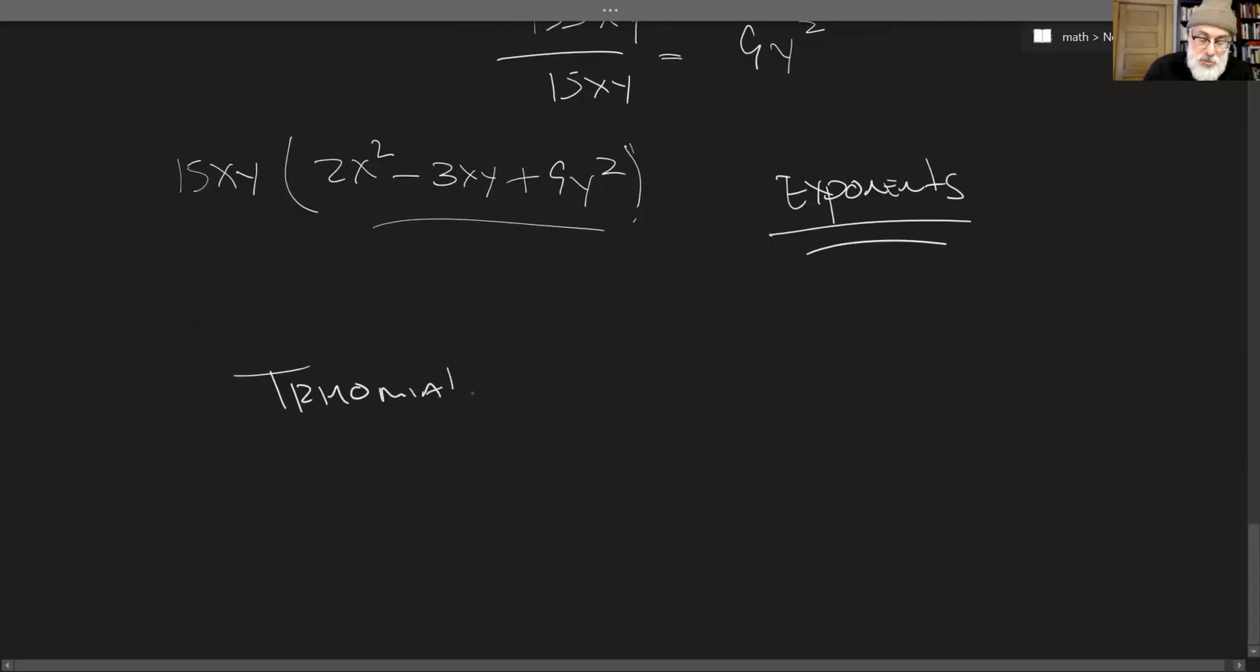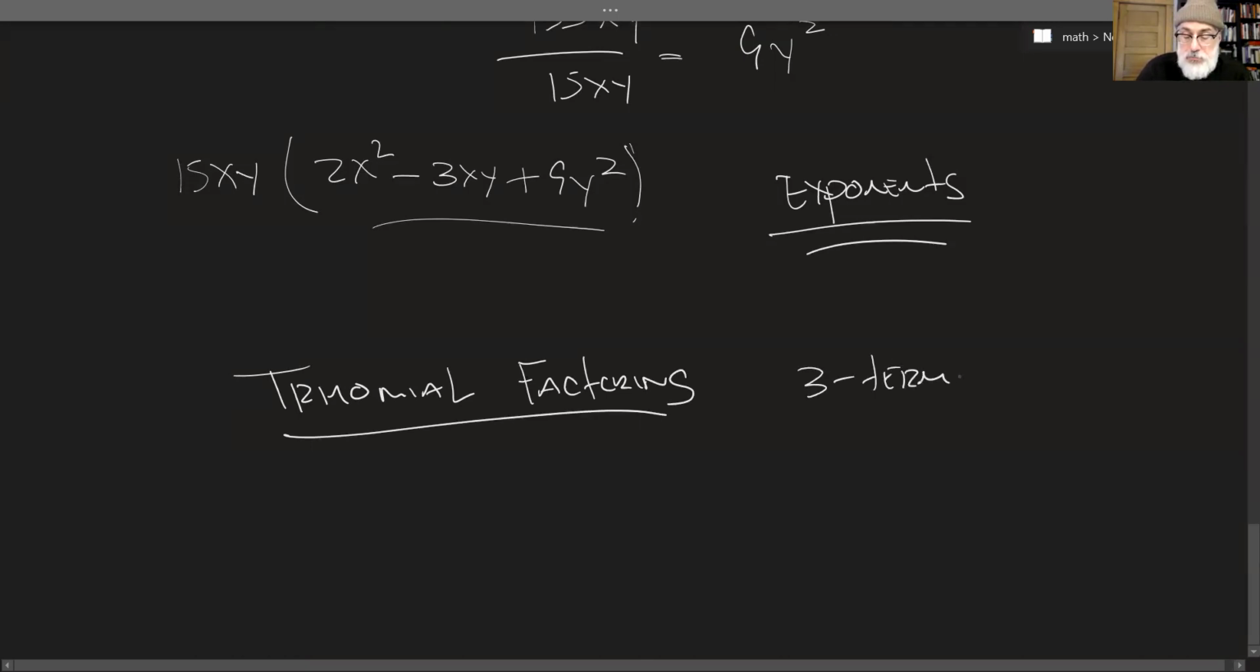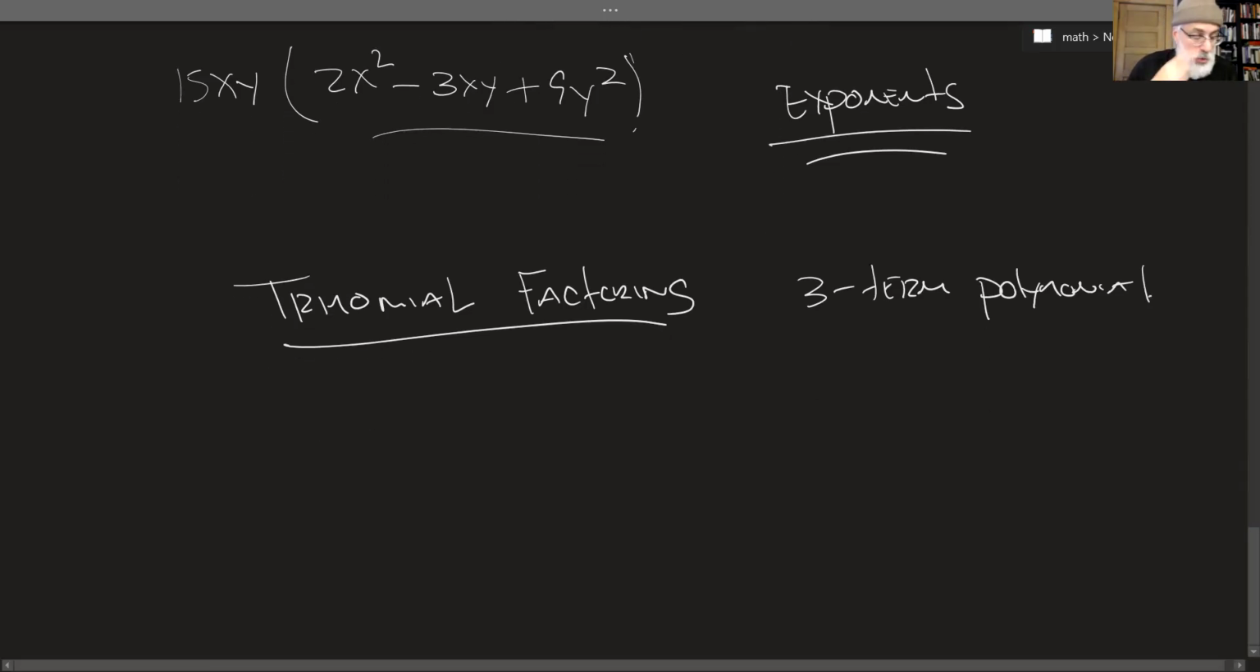So let's move on to trinomial factoring. A trinomial is a three-term polynomial. It has three terms, usually of the form... Now we're going to do two different forms here. We're going to do the first one, say, x squared plus bx plus c, where b and c are just real numbers. And we're going to assume that there's a 1 in front of x squared.